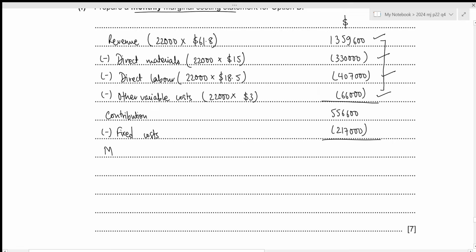Then we can get the monthly profit. That will be 556,600 minus 217,000, which results in 339,600. That is all for the sixth part. Let's move towards the next one.